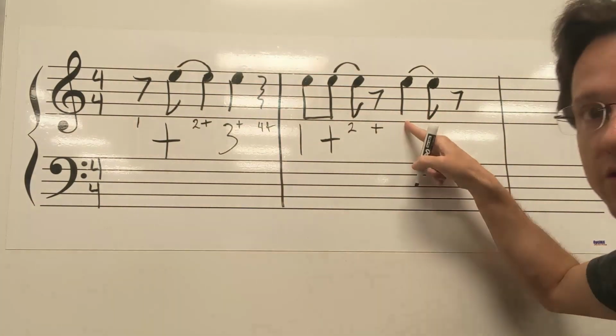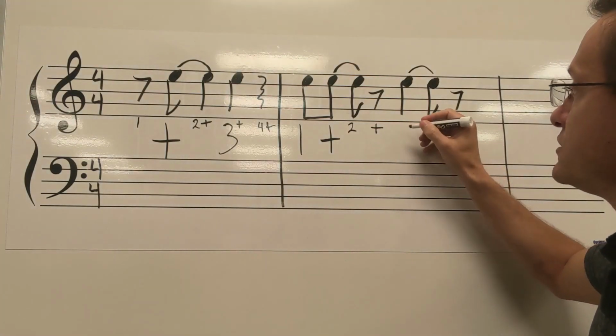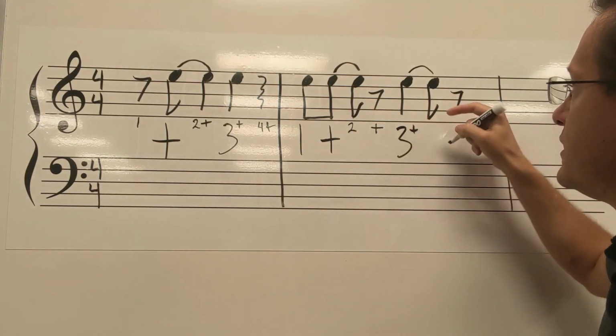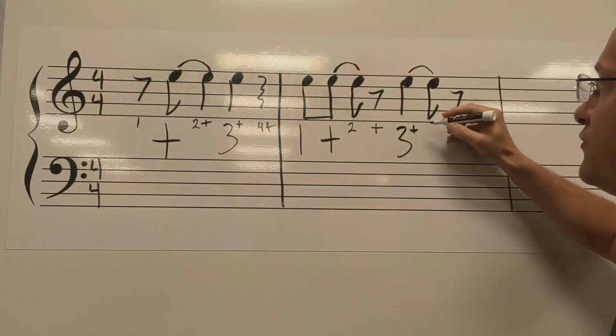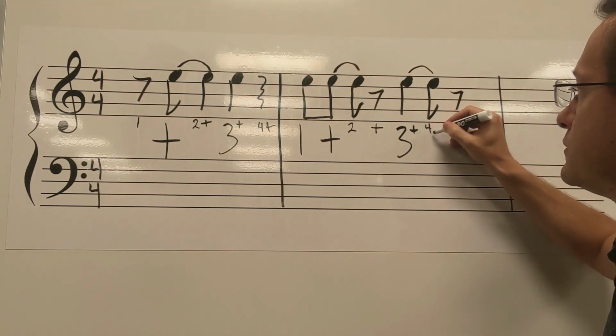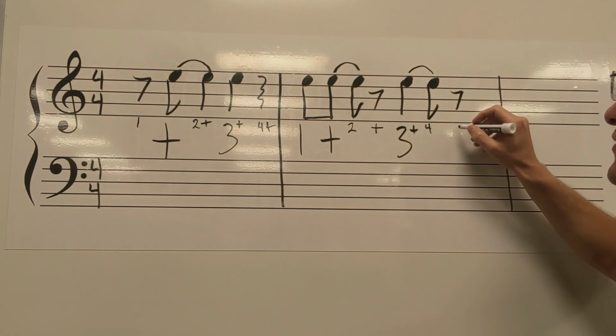Then we have a quarter note tied to an eighth note. Quarter note starts on 3, and it gets 3 and. The eighth note is on 4, but it's a small 4 because they're tied. And then we have an eighth rest.